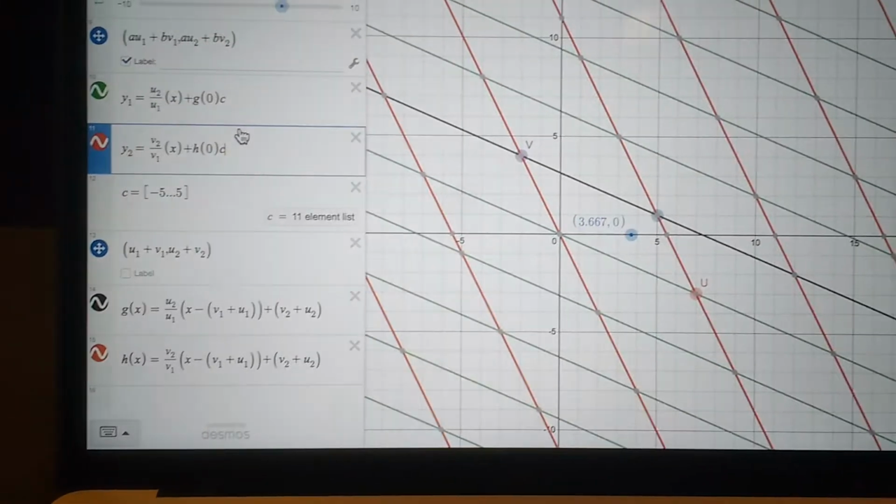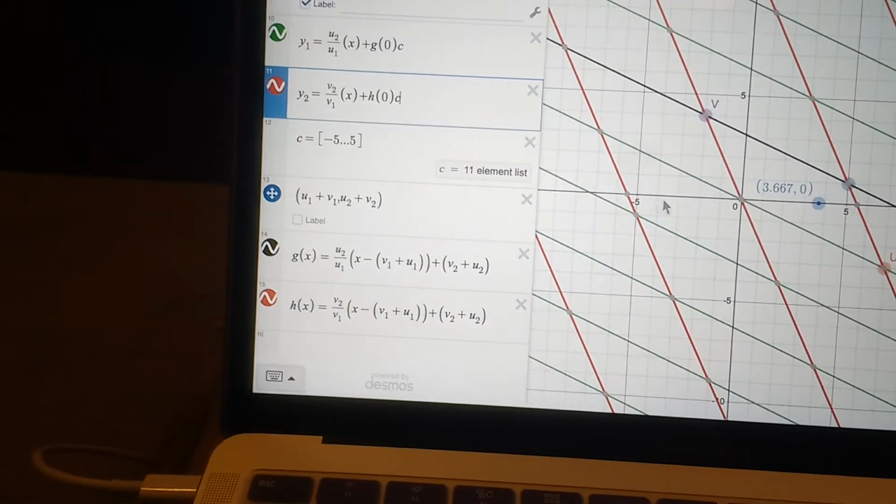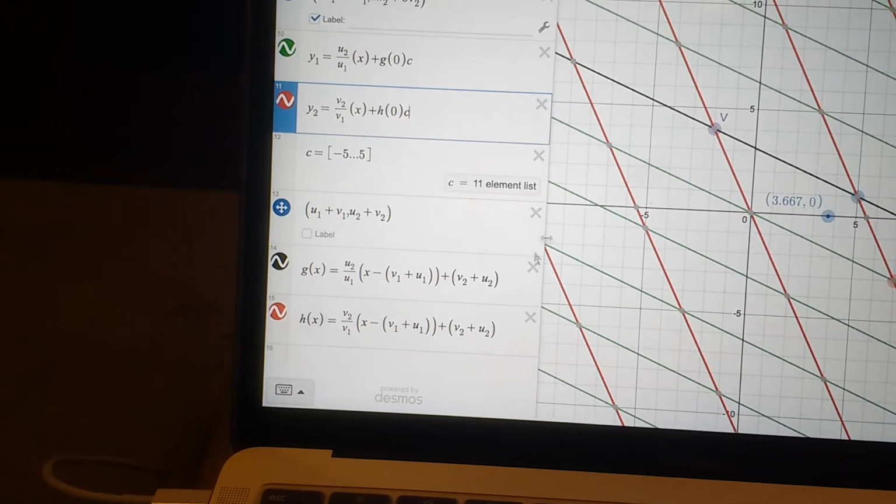Kind of proud of this. Okay, so I got the lattice going with this, I don't know, general form.